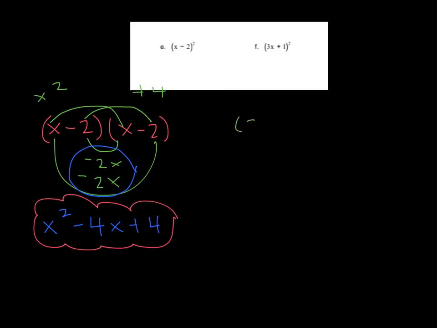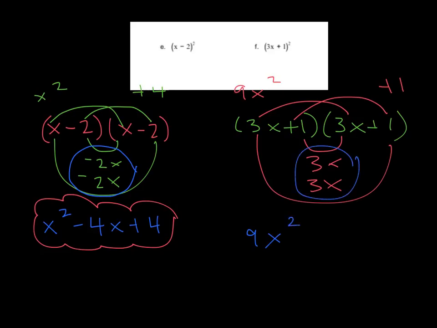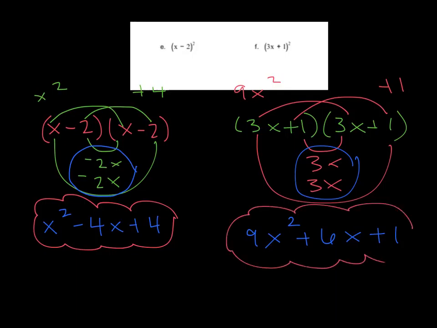Remember, that means 3x plus 1 times 3x plus 1. So I'm going to do 3x times 3x, which is 9x squared. 1 times 1 is 1. My inners make 3x, and my outers make 3x. And then I can combine like terms, which is going to leave me with 9x squared plus 6x plus 1. And that's going to be my simplified product.